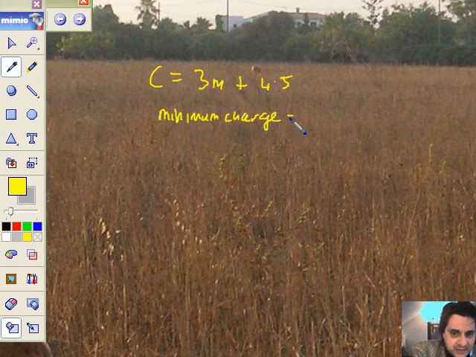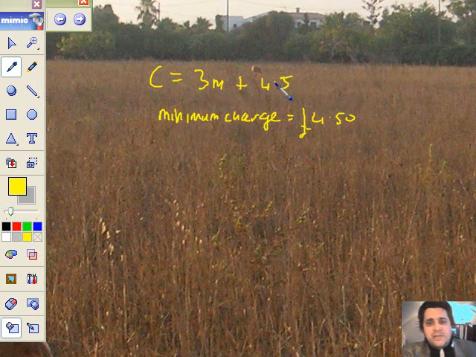This is before you even get into the cab. It's going to be £4.50. Is that right? Minimum charge. You sit inside, then go 0 miles. 3 times 0 is 0 plus 4.5, £4.50 minimum charge.